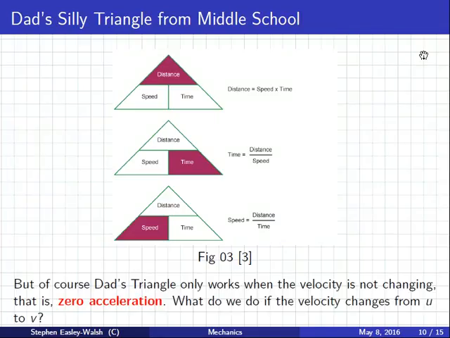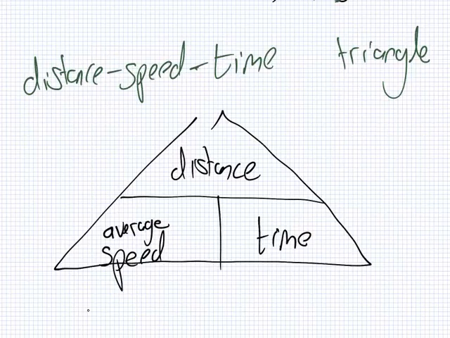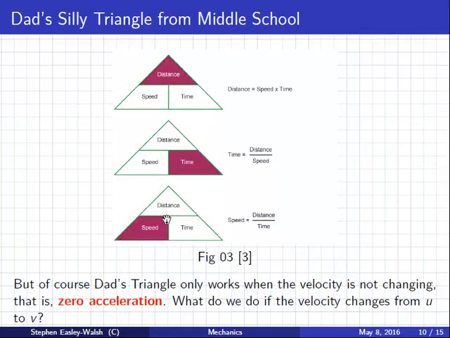So the key thing here, please note, we use this triangle for zero acceleration usually. I suppose you can use it for average speed, but I'll just delete average, I don't want to confuse things. We use this triangle when there's no acceleration. It's just moving at a steady speed.